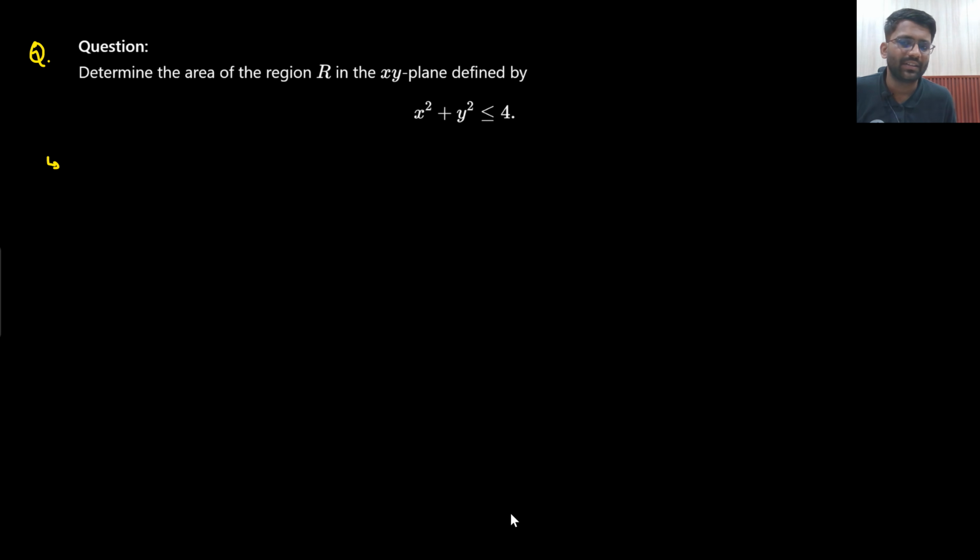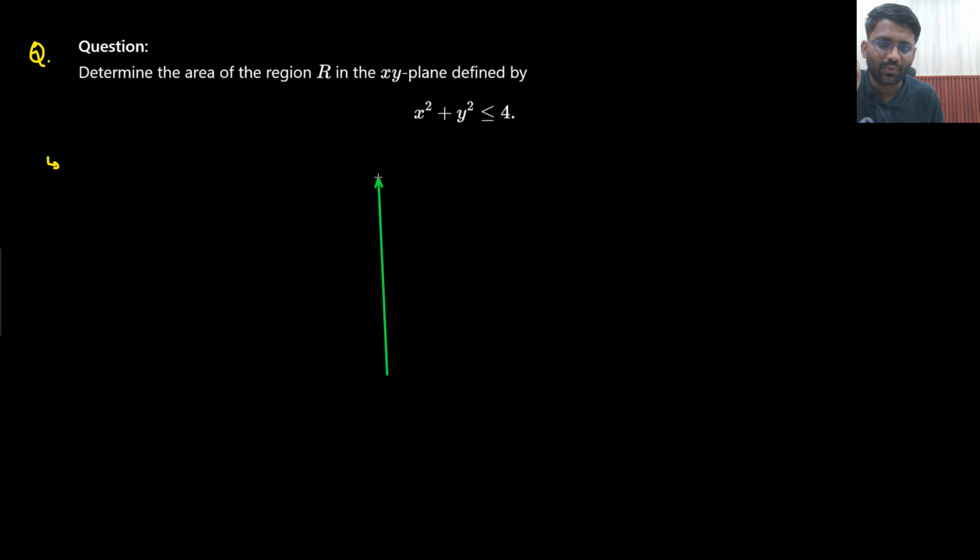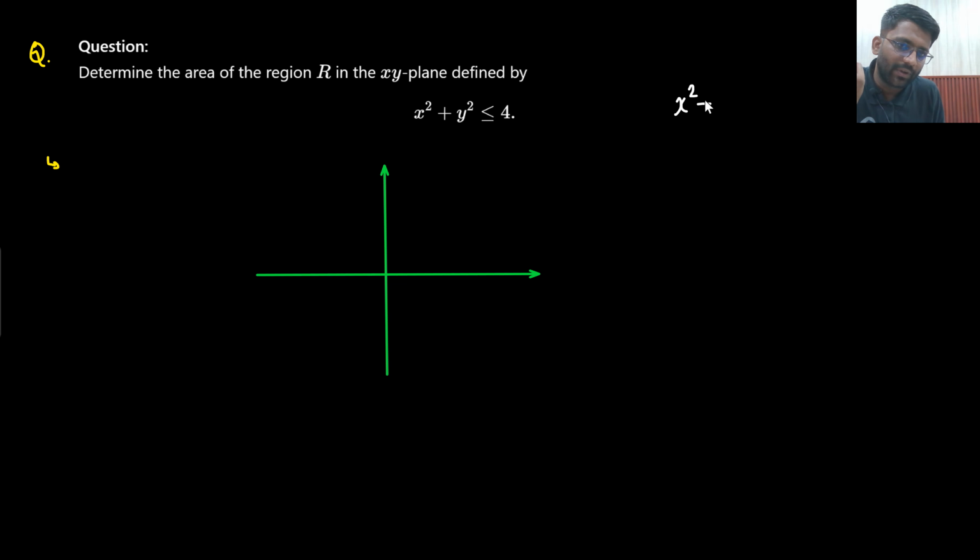Determine the area of the region R in the xy plane defined by x square plus y square less than or equal to 4. Can you draw this region? Absolutely, sir. You have taught us how to draw these regions. Sir, first of all, I need to draw x square plus y square equals 4.